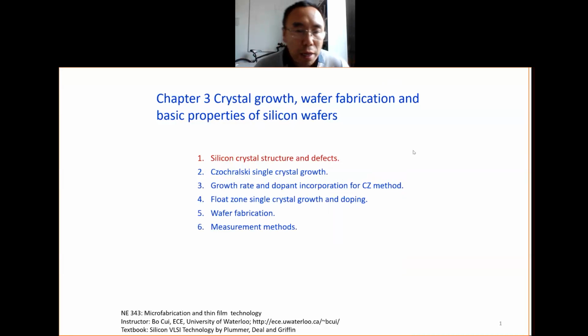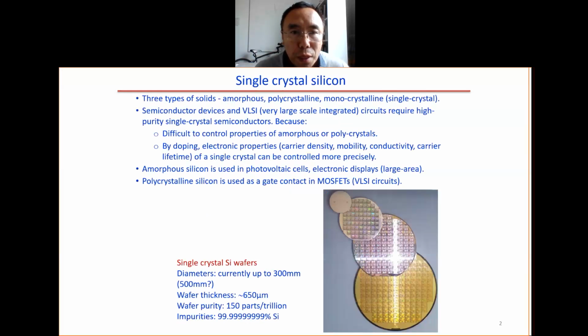Okay, so now let's go to chapter 3, the fabrication of single crystal silicon. We know that there are 3 types of solid: amorphous, polycrystal, and monocrystal, or single crystal. For semiconductor devices, we mainly use single crystal silicon because it is easier to control the properties than amorphous or polycrystal materials.